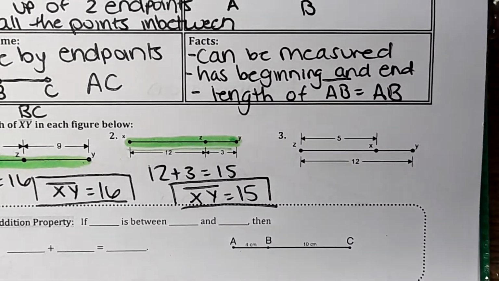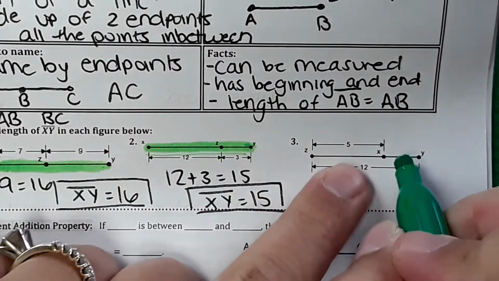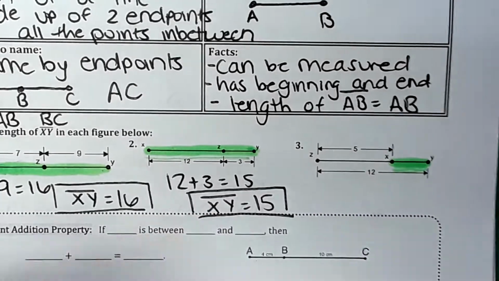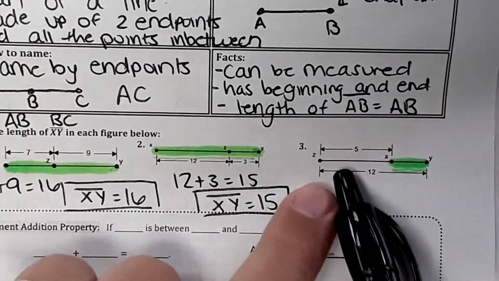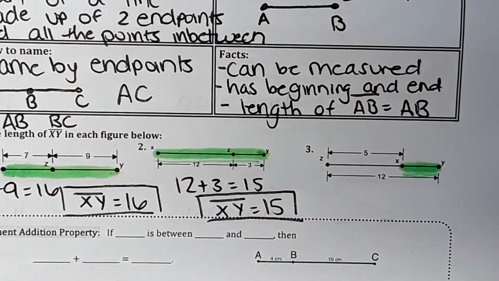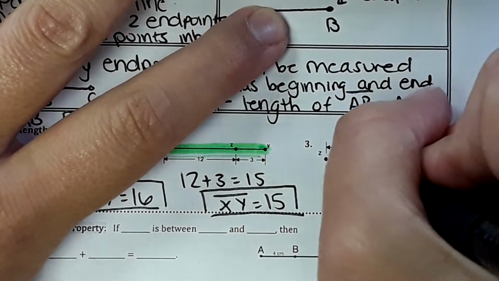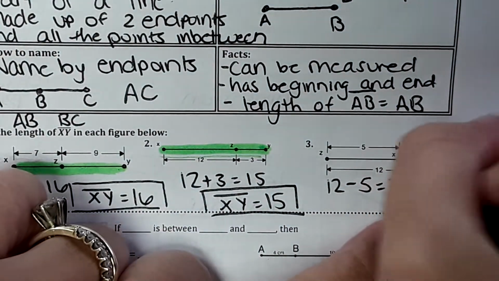Okay, so for number 3, just looking at the picture is a little bit different, where XY is just this part of the segment here. So it tells us the entire length of that segment is 12. This part is 5. So this part right here, you would just do 12 minus 5 equals 7. So XY equals 7.